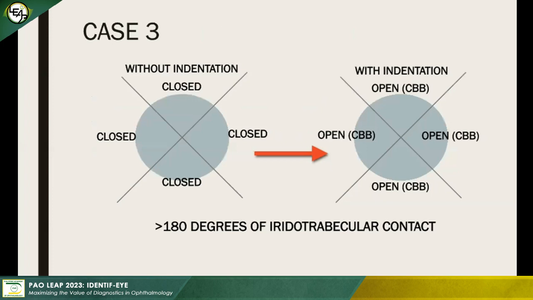So for this patient, this is the diagrammatic representation of the angles. Again, it's closed without indentation. With indentation, it opens up to CBB. So you might sometimes think that this is a case of primary angle closure. But once you see that there is a plateau iris, you're now further considering plateau iris syndrome.